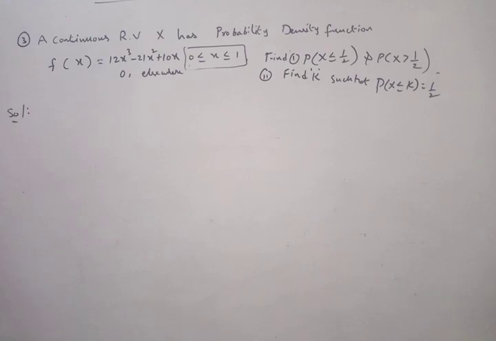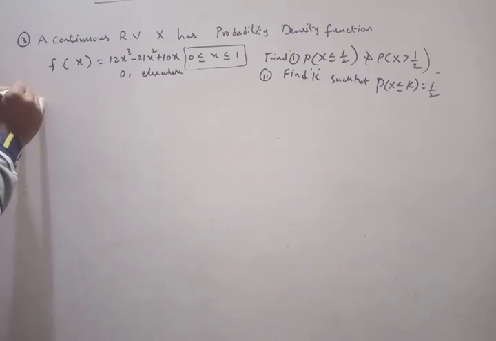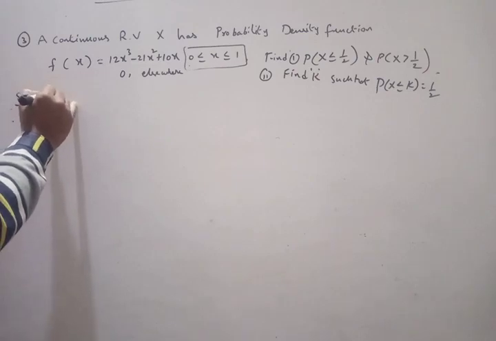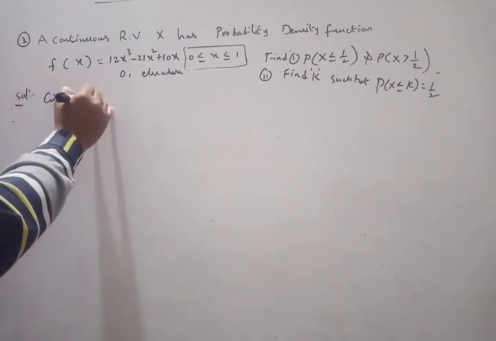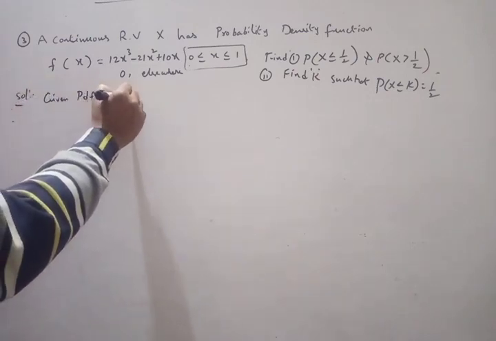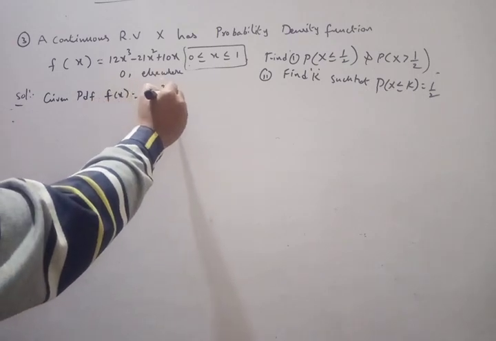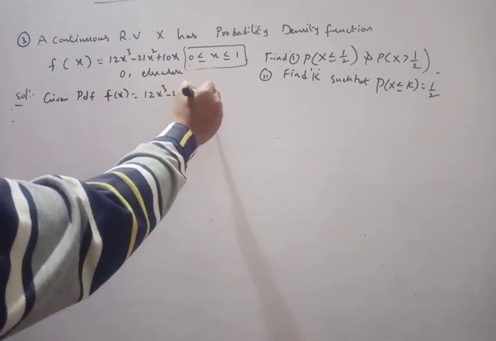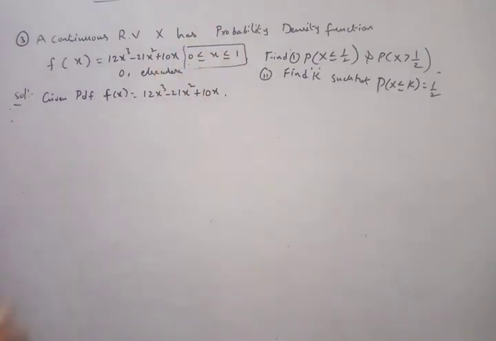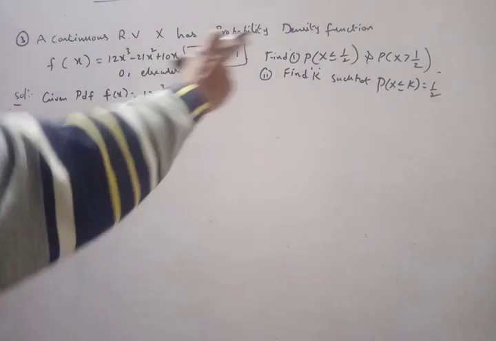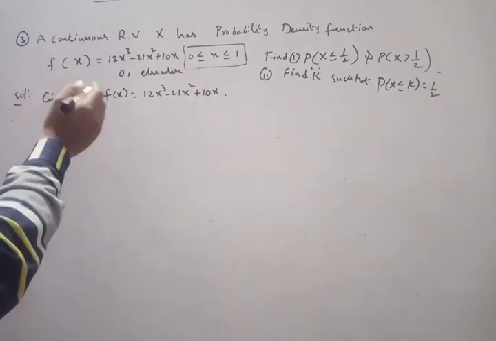So, this is the problem he gave here, right? Now see here, solution. First of all, given the probability distribution function PDF, f of x is equal to 12x cube minus 21x square plus 10x, when 0 is less than or equal to x less than or equal to 1, right? So, what we have to find here? We have to find P of X less than or equal to 1 by 2.